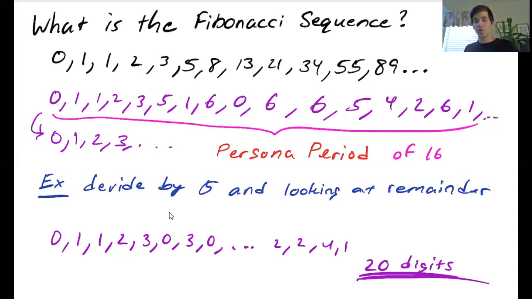So what was really cool about this in the music, Fibonacci music, is that because it repeated, he could continue doing the same notes over and over, and it would sound like an actual piece.